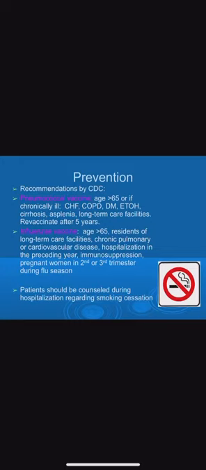How do we prevent pneumonia? Here we have two vaccines: pneumococcal vaccine and influenza vaccine. Pneumococcal vaccine is indicated for patients more than 65 years, or if chronically ill, meaning congestive heart failure, COPD, diabetes, cirrhosis, asplenia. Here we give the pneumococcal vaccine every 5 years. Influenza vaccine is also for age more than 65, those with chronic pulmonary or cardiovascular disease, and recurrent influenza; we give this vaccine every year.